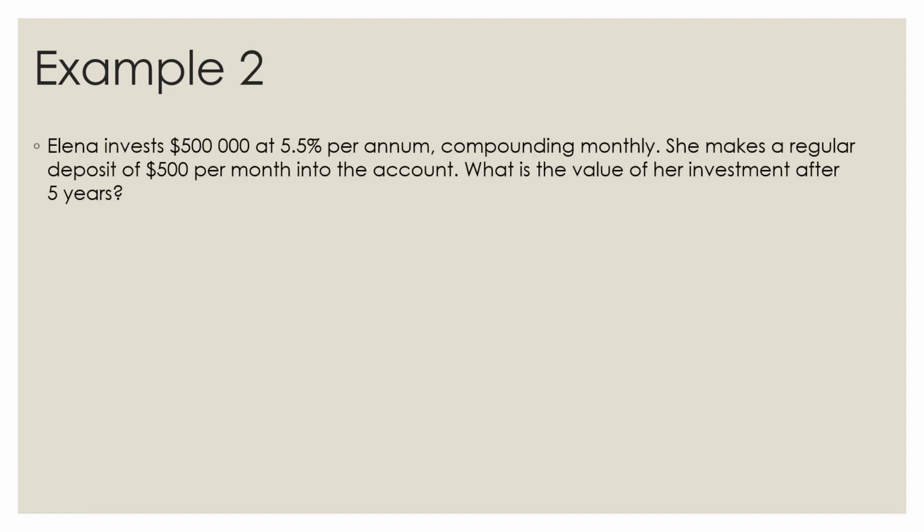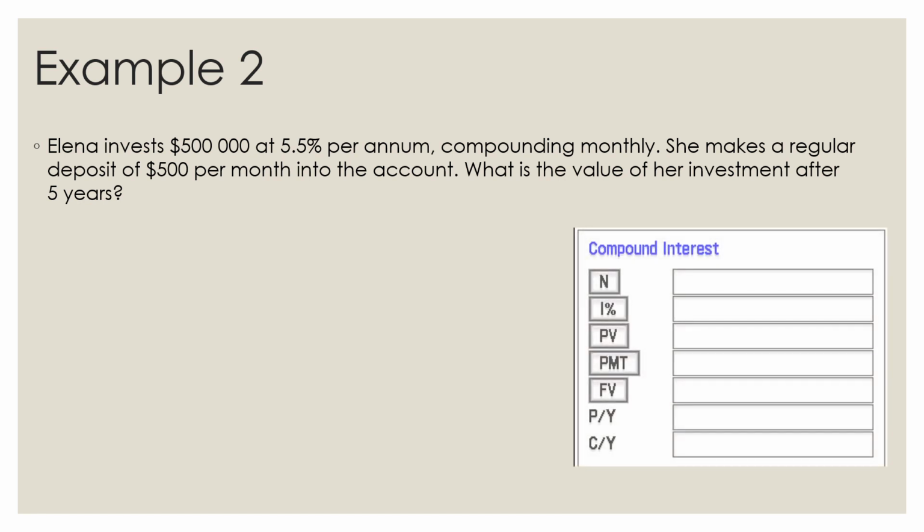Okay, next example. Eleanor invests $500,000 at 5.5% per annum compounded monthly. She makes regular deposits of $500 per month into the account. What is the value of the investment after 5 years? Okay, so now using the finance app for this, it does get a little tricky, so it's up to you whether this sits nicely with you or not. It's your choice. Okay, 500,000, that's fairly self-explanatory.